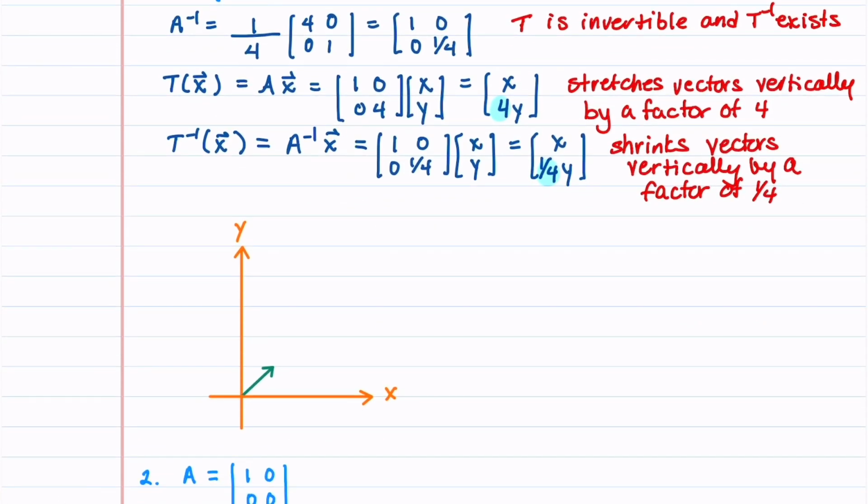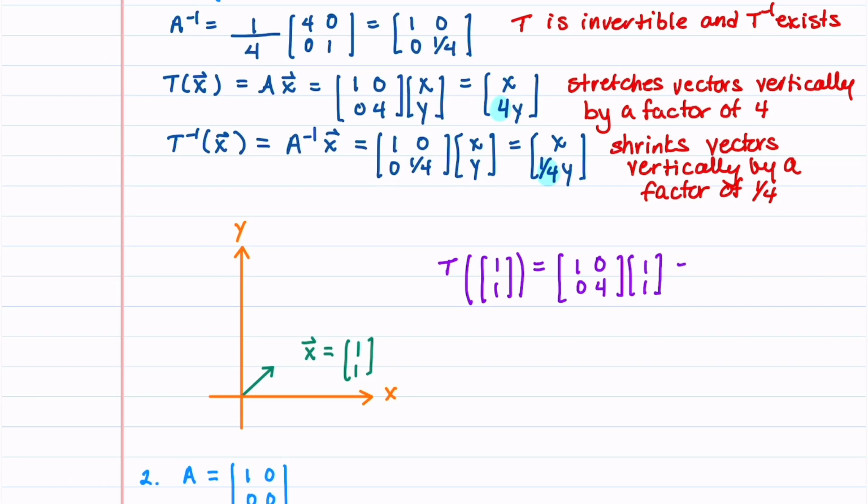We can understand this better graphically if we make a diagram and we let vector x be equal to the vector 1, 1. The transformation of vector 1, 1 is just our matrix A, 1, 0, 0, 4, times 1, 1, and we get the vector 1, 4. Let's go ahead and graph that. You can see that it stretches vector x vertically by a factor of 4.